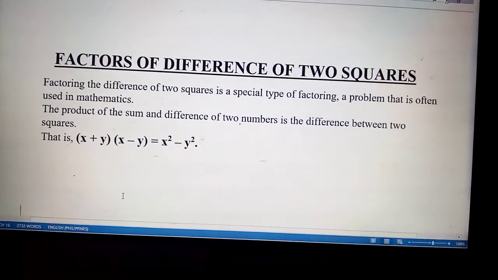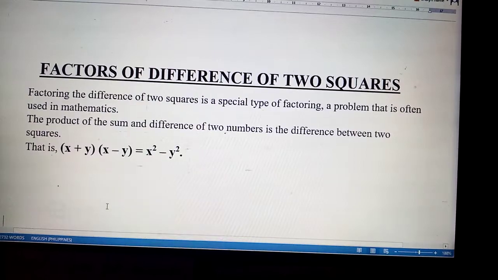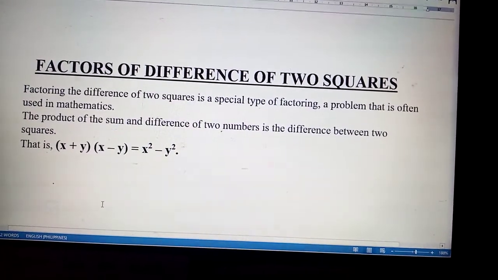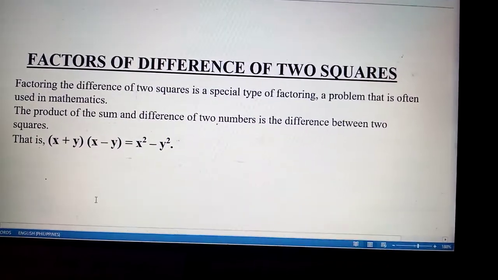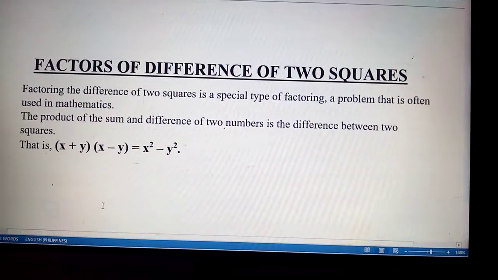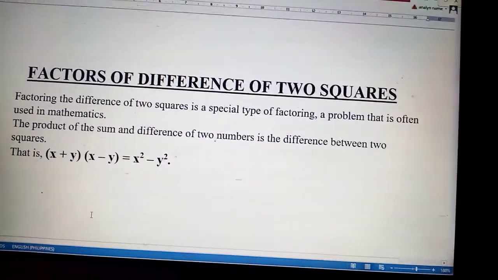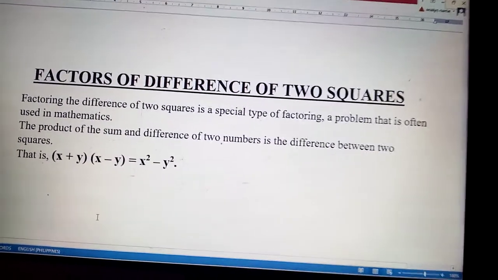Good afternoon, students. In this video lesson, you will learn and understand the factors of difference of two squares. Factoring the difference of two squares is a special type of factoring, a problem that is often used in mathematics.